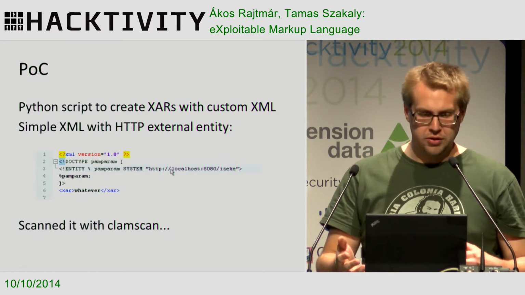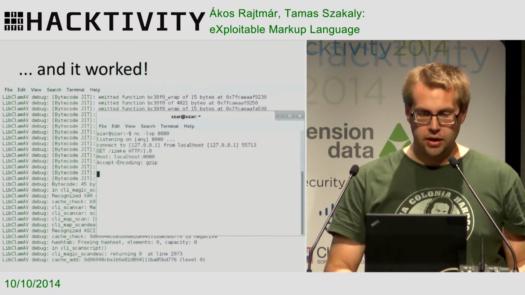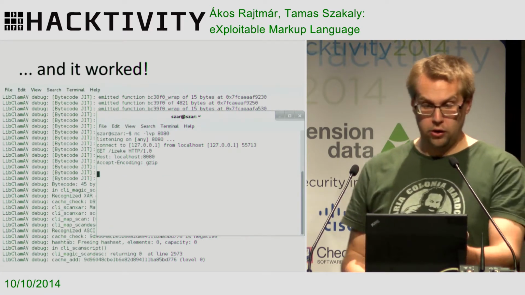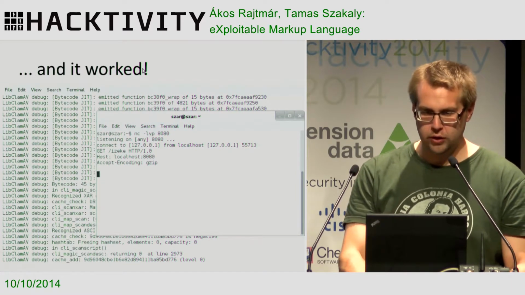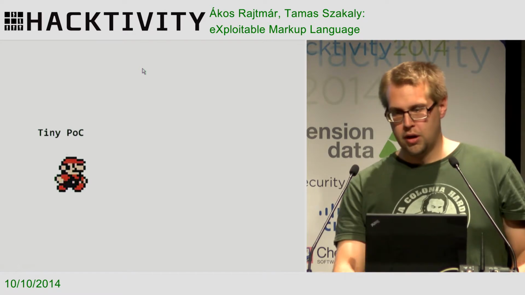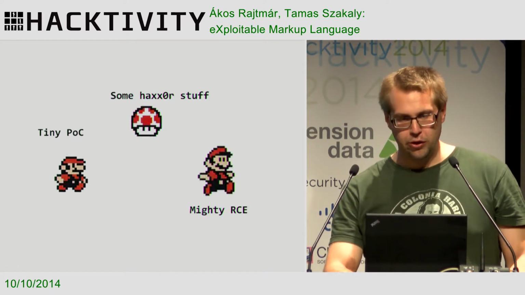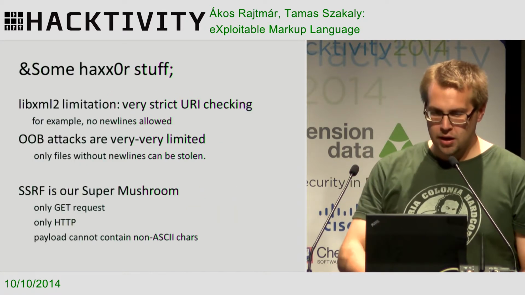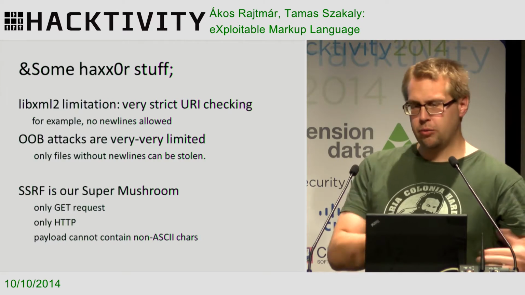So we compressed this, we created this file, we scanned it with clamscan, and we received the connection back, which showed that the thing is going to work. This was actually a proof of concept, but what we wanted to do was to achieve remote code execution, RCE. What were the difficulties that we encountered?